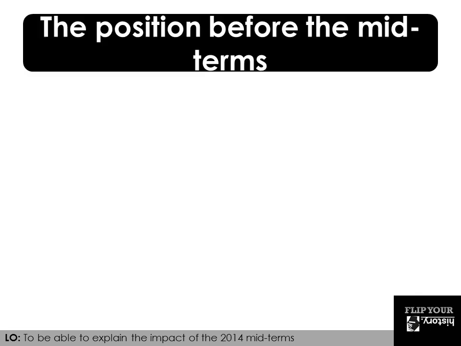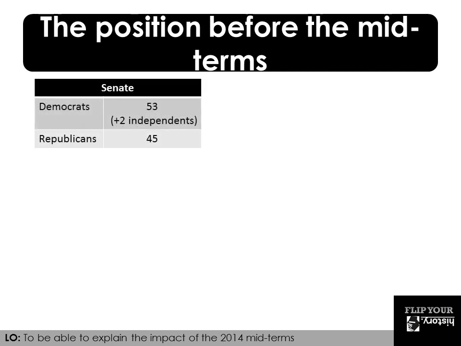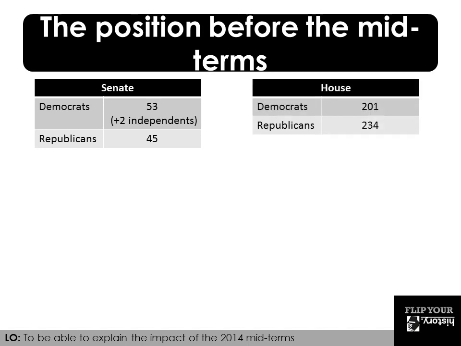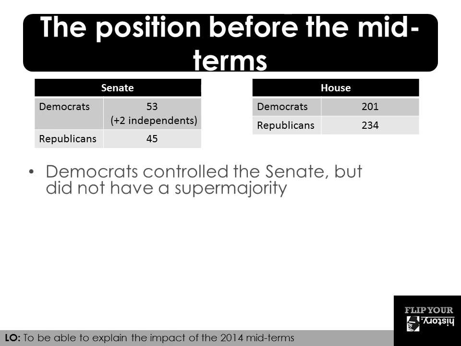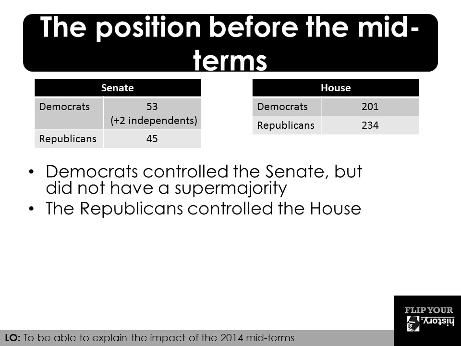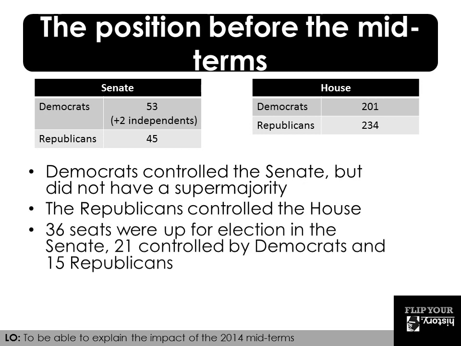So the position before the midterms. In the Senate, the Democrats had 53 seats, but effectively held 55 because of the two independents who voted with them, and the Republicans had 45. In the House, the Democrats were in a minority with 201, whilst the Republicans had 234. So put simply, Democrats controlled the Senate, but did not have a supermajority, so could not overturn the filibuster, and the Republicans controlled the House.